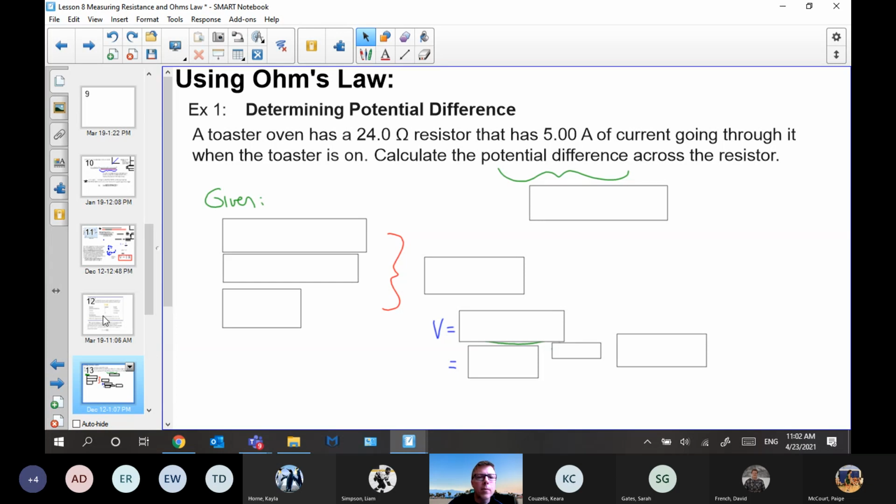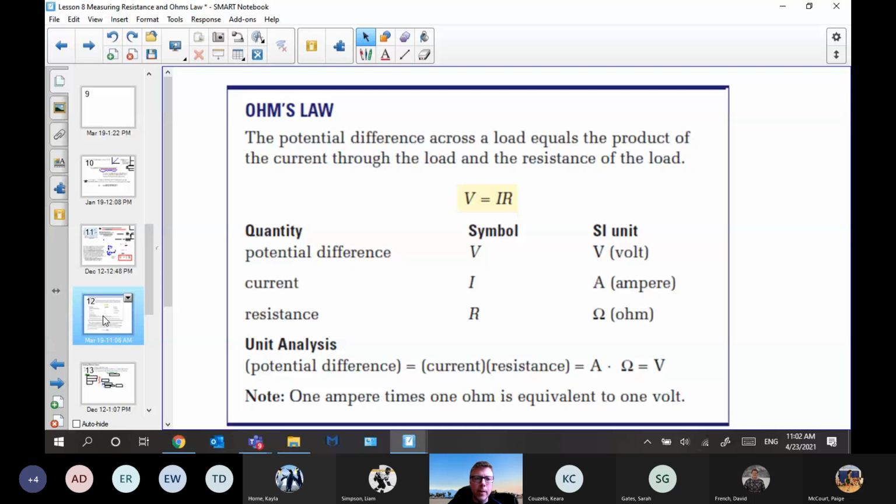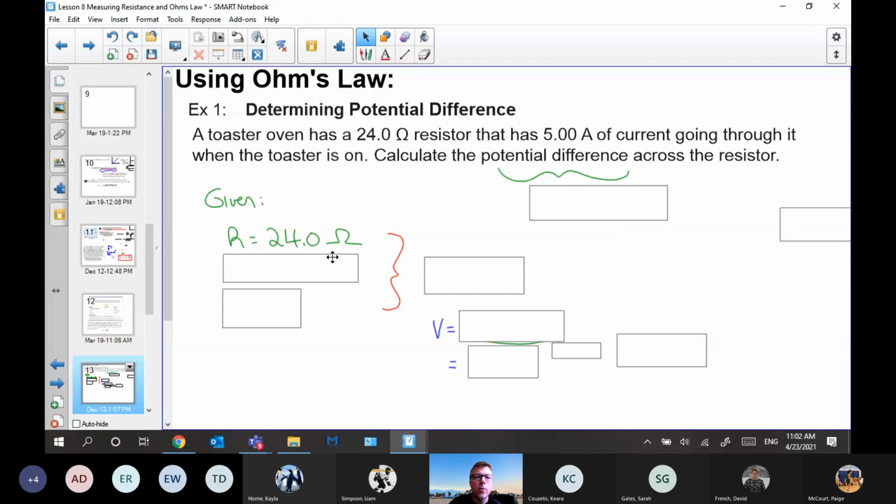Given the resistance, given the current, so we can find the voltage. Yep. So we're given the resistance, 24 ohms. We're given the current, and then we're asked for the potential difference.